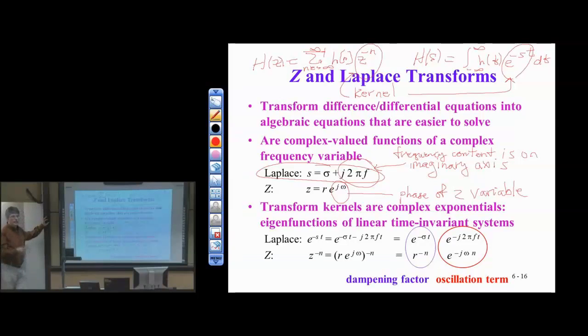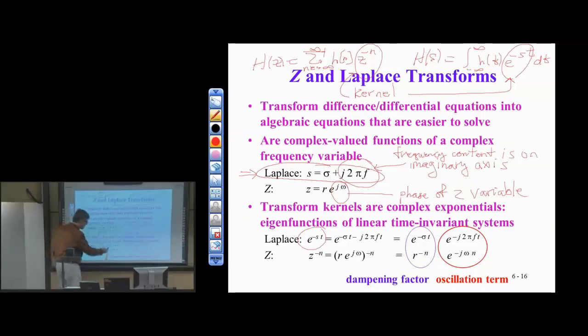Okay, so it looks like a completely different operation. They have nothing in common, but it's amazing. They do very much the same thing. So if we take the Cartesian representation of the s variable and substitute it into the kernel for the Laplace transform, we get something that looks pretty interesting.